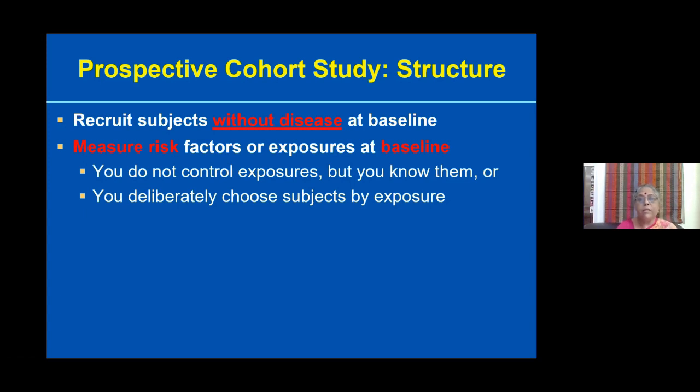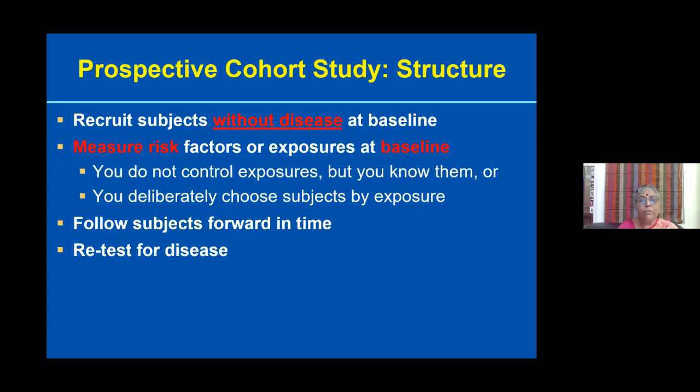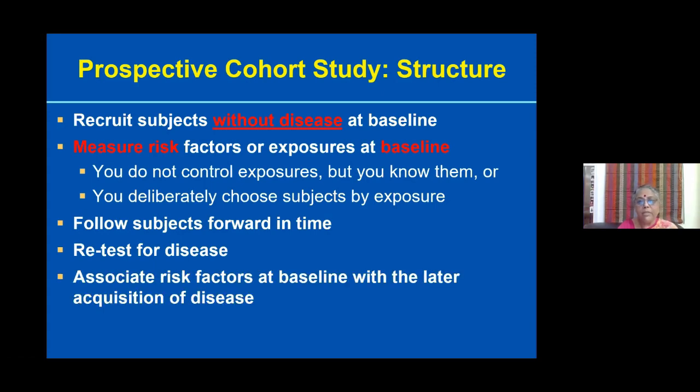The researcher is only observing, so he knows about that, and he makes his two cohorts or groups depending upon whether the risk factor was present or not. But he does nothing and he just observes. And he follows up the subjects over time, retests for the disease, and then he associates the risk factors at the baseline with the later acquisition of disease.